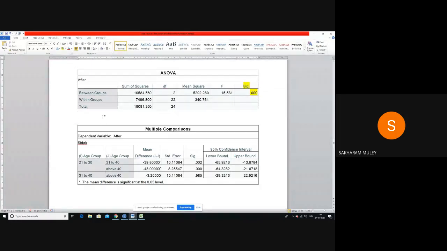So, what is pairwise comparison? The interpretation of ANOVA says that there is at least one group which is making a significance of difference. To find out which group is significant, we do pairwise comparison. In pairwise comparison, we have used the Sidak test. This is a multiple comparison test. The option is available in ANOVA only. I will again show you where the Sidak test results are.